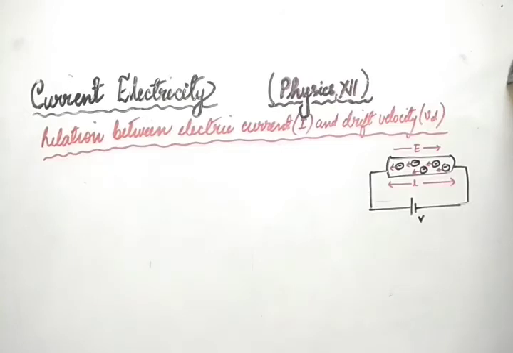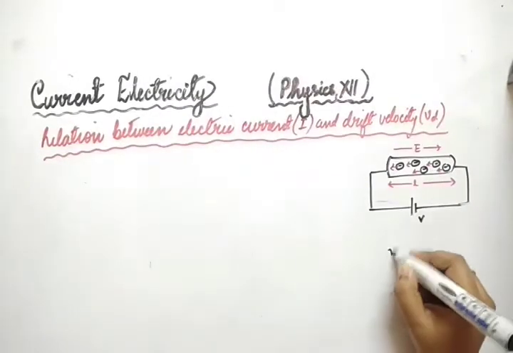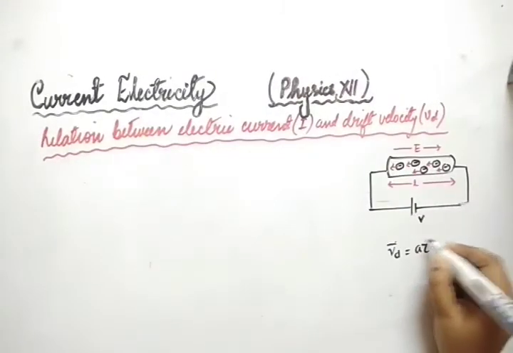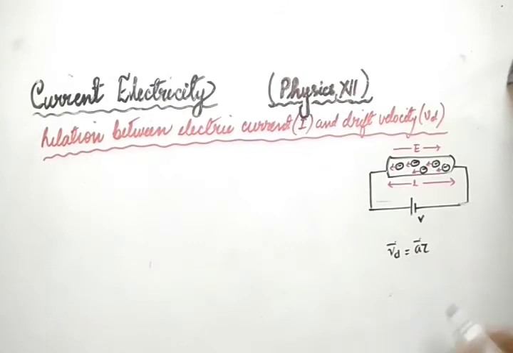In the absence of an electric field, the electrons move with thermal velocities, and the net thermal velocity of the electrons is 0. But when you apply the electric field, we get a velocity known as drift velocity, which is equal to a into tau, where tau is the relaxation time.